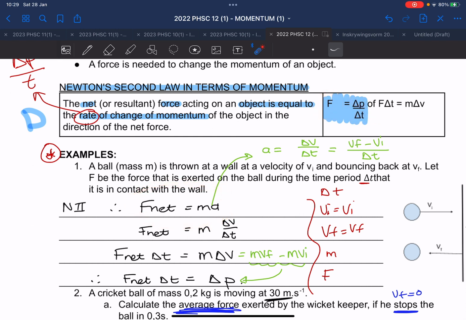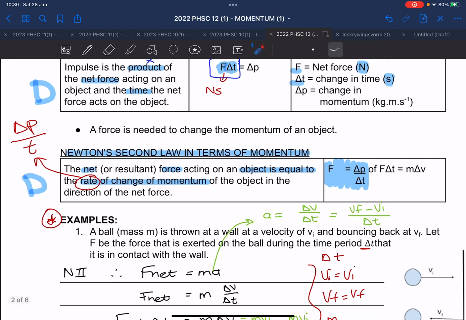Okay, so they can ask this formula, or you must apply it in a theoretical scenario. Okay, and we will do an example like that on the next page.